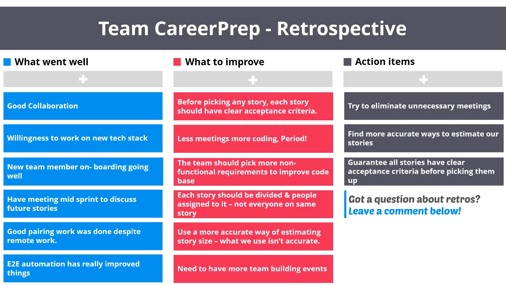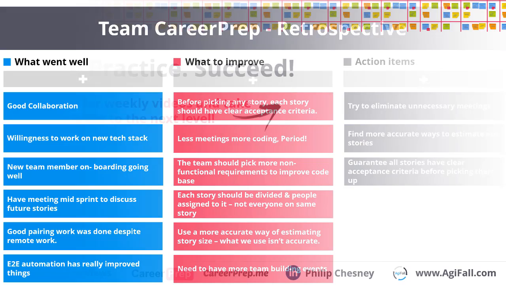Action items. Guarantee all stories have clear acceptance criteria before picking them. Find more accurate ways to estimate our stories. Try to eliminate unnecessary meetings. Add these action items in the sprint so you can make sure to do them.